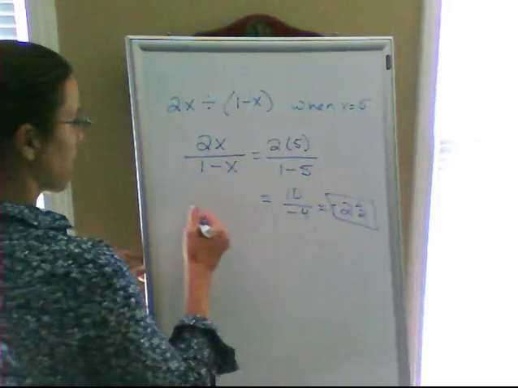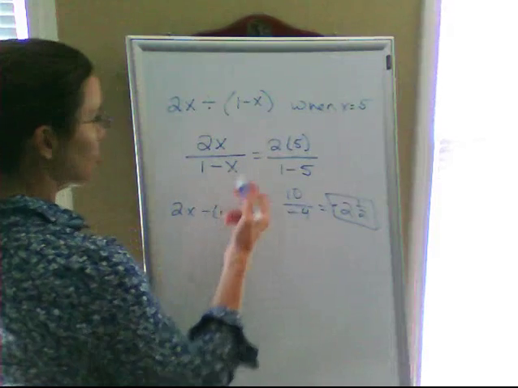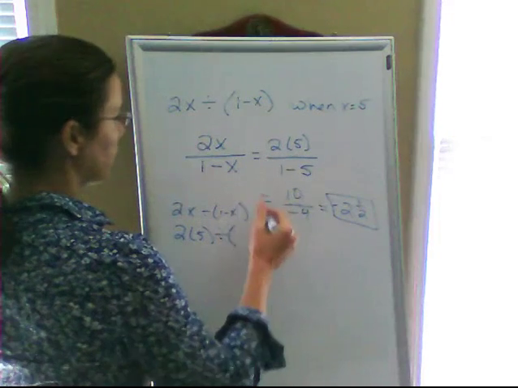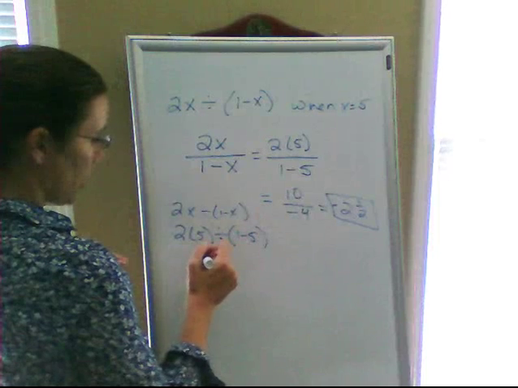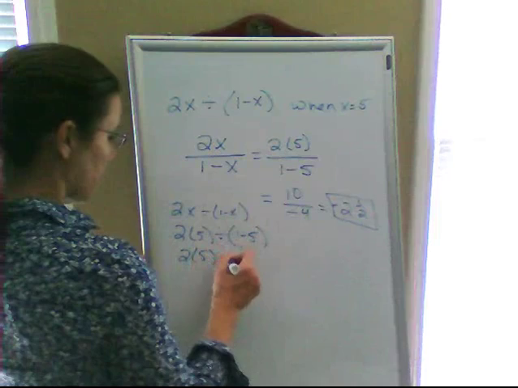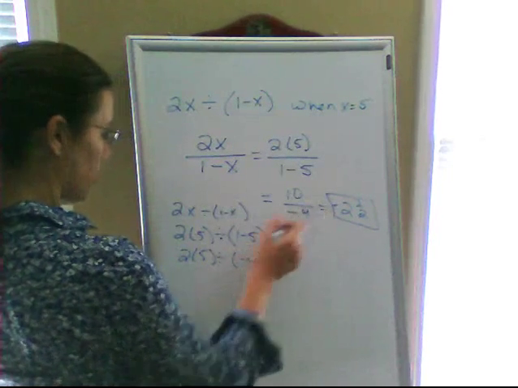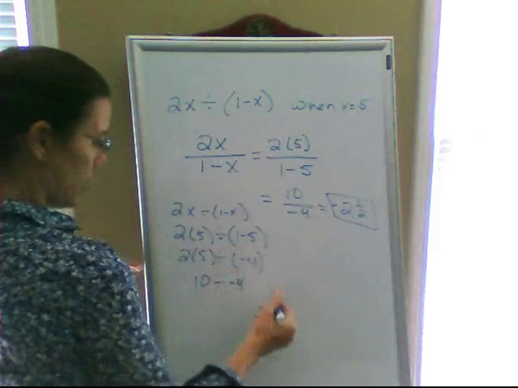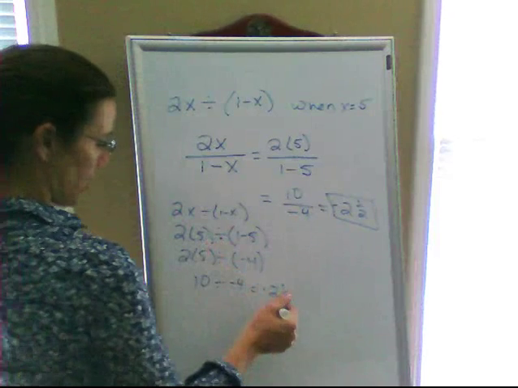I'm going to do it the other way now. I'm going to keep the 2x divided by 1 minus x, substitute in the 5. 2 times 5 divided by 1 minus 5. So then I'm going to do my parentheses here. 2 times 5 divided by negative 4. That should look familiar. 10 divided by negative 4, which is what I had here. This is still equal to negative 2 and 1/2.